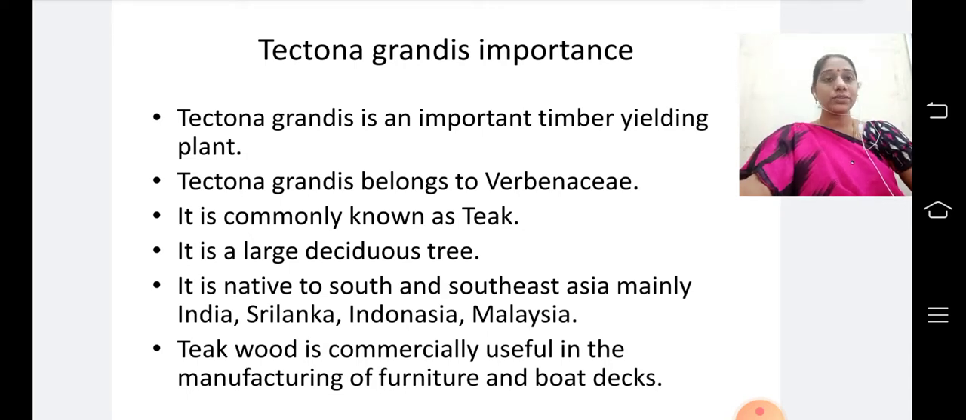In this way Tectona grandis is very useful. Especially the wood is commercially very important, very high insect resistant durable wood. So we can say it is a very important timber yielding plant.